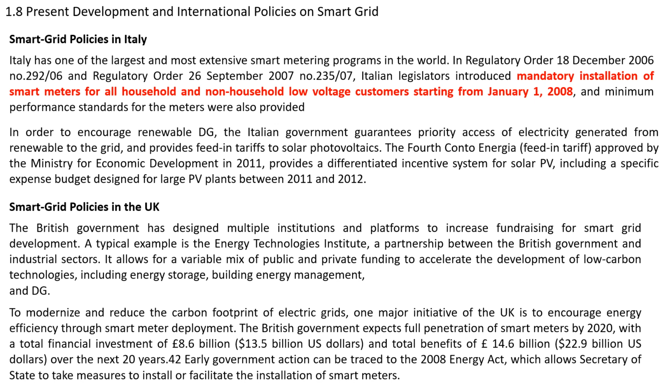To modernize and reduce the carbon footprint of electric grids, one major initiative of the UK is to increase energy efficiency through smart meter deployment. So here also they are using smart meters. The British government expects full penetration of smart meters by 2020, with total financial limits of 8.6 billion pounds, which is estimated to be 13.5 billion US dollars, and a total benefit of 14.6 billion pounds over the next 20 years.